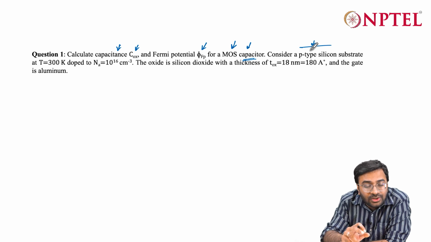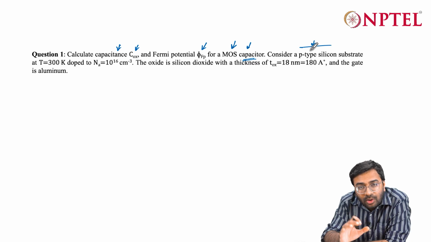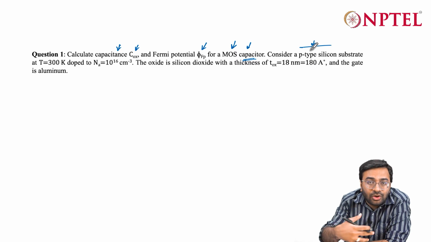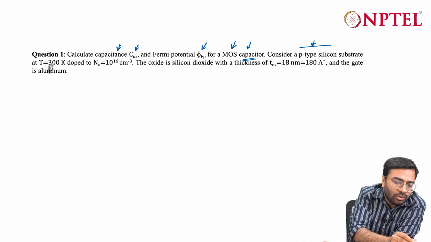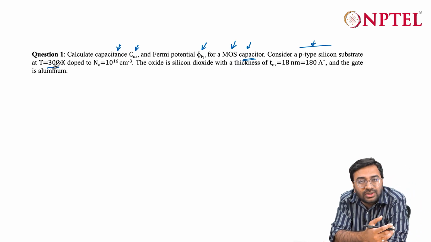Whether there will be a change if there is an n-type silicon substrate, or the solution remains the same. That is, these are some considerations that you can think about after the solution is complete, just to enhance your understanding. At T equal to 300 Kelvin. So, it is also written that the temperature is 300 Kelvin.